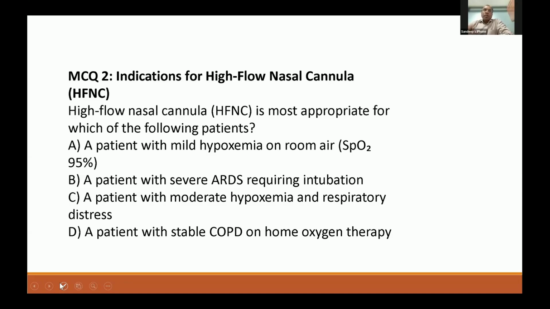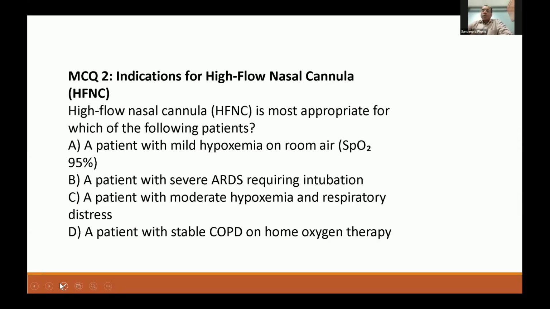But the one contraindication is type 2 respiratory failure. So the patient should have type 1 respiratory failure, which means the carbon dioxide should be in the normal range or very mild elevation is acceptable. Now, in all these options, option 1 is patient with mild hypoxemia. So we do not need to use HFNC in mild hypoxemia where saturation is already 95%.